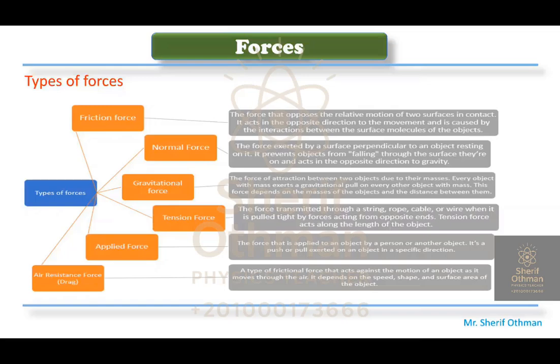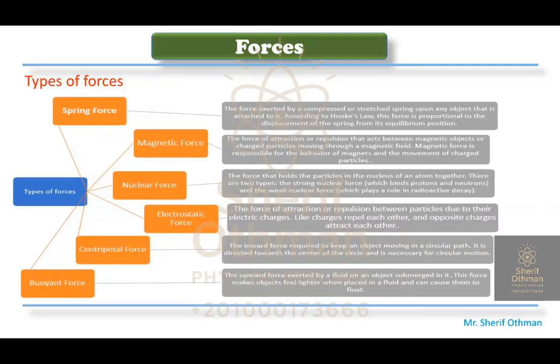Applied force is the force applied on an object by a person or another object. Air resistance is a type of frictional force that acts against the motion of an object. Also, we have spring force, magnetic force, nuclear force, electrostatic force, centripetal force, and buoyant force.